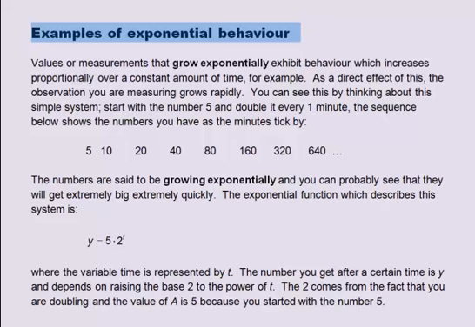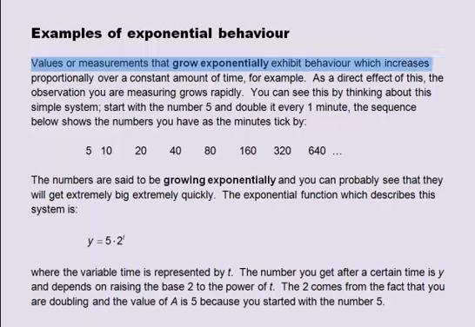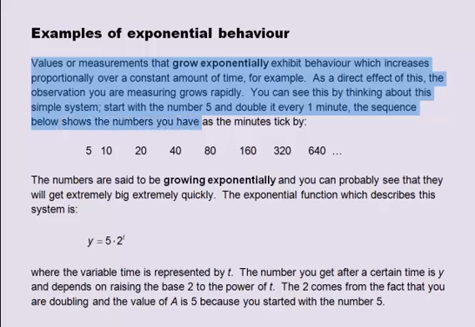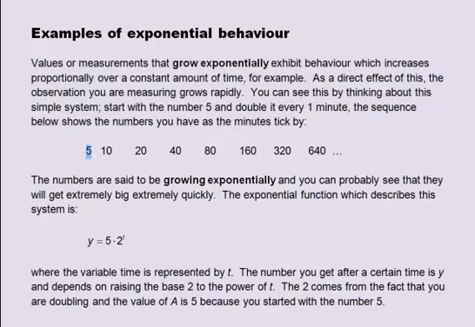Examples of exponential behaviour. Values or measurements that grow exponentially exhibit behaviour which increases proportionally over a constant amount of time, for example. As a direct effect of this, the observation you are measuring grows rapidly. You can see this by thinking about this simple system. Start with the number 5 and double it every 1 minute. The sequence below shows the numbers that you have as the minutes tick by. 5, 10, 20, 40, 80, 160, 320, 640, and so on.